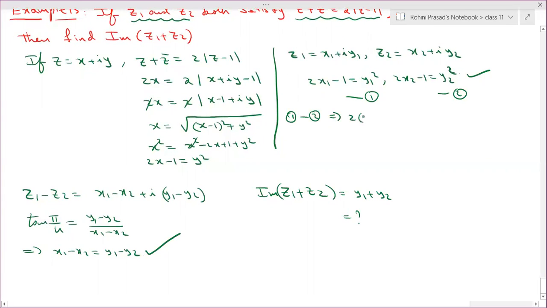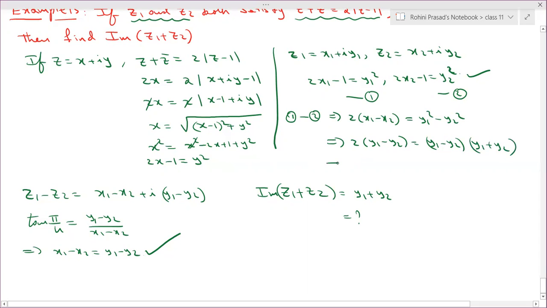That implies 2 times x1 minus x2, the minus 1 would get cancelled, equals y1 square minus y2 square. That implies x1 minus x2 is y1 minus y2. So 2 times y1 minus y2 equal to y1 minus y2 into y1 plus y2.